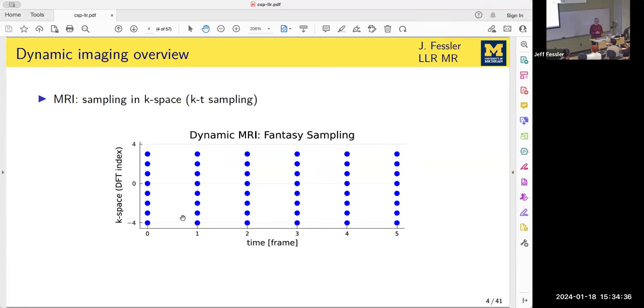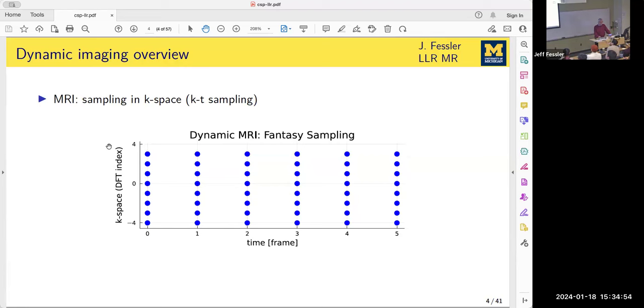In MRI, we don't collect data in the spatial domain. We collect data in the spatial frequency domain. So the axis now is what we call k-space, or reciprocal space, in cycles per millimeter. And we sample in that space just the way the physics of MRI works.